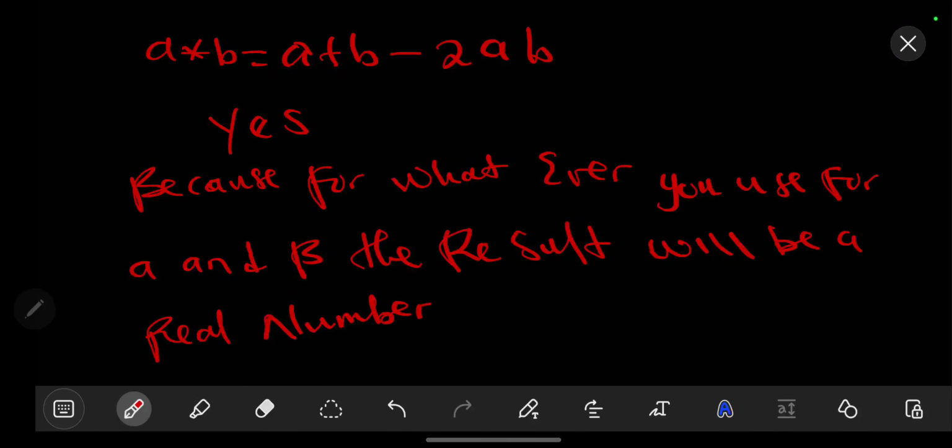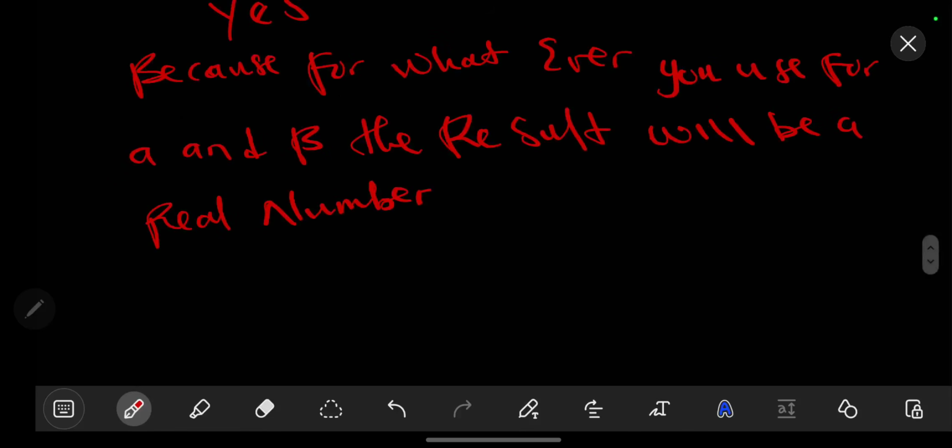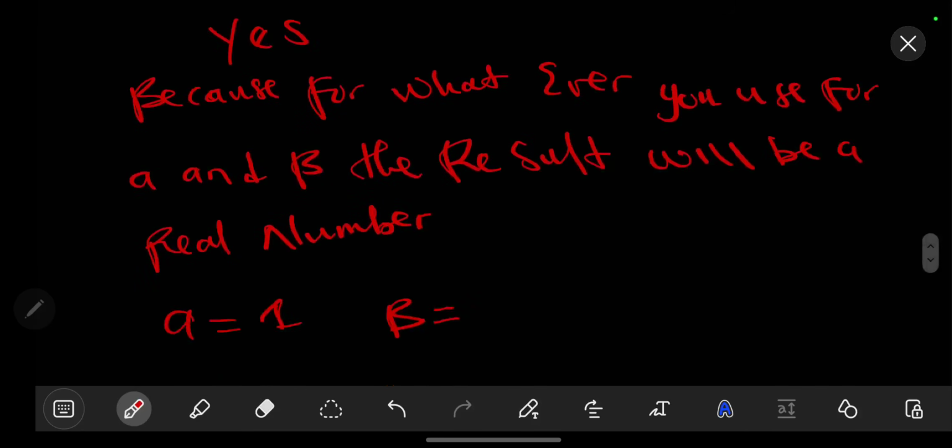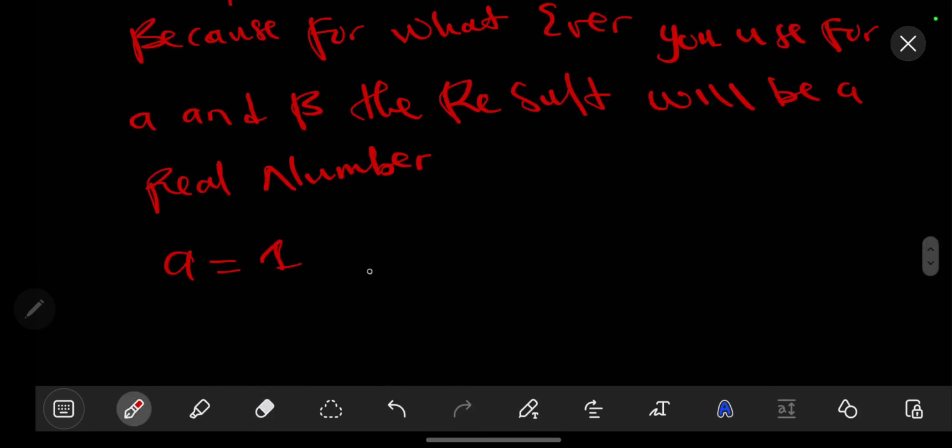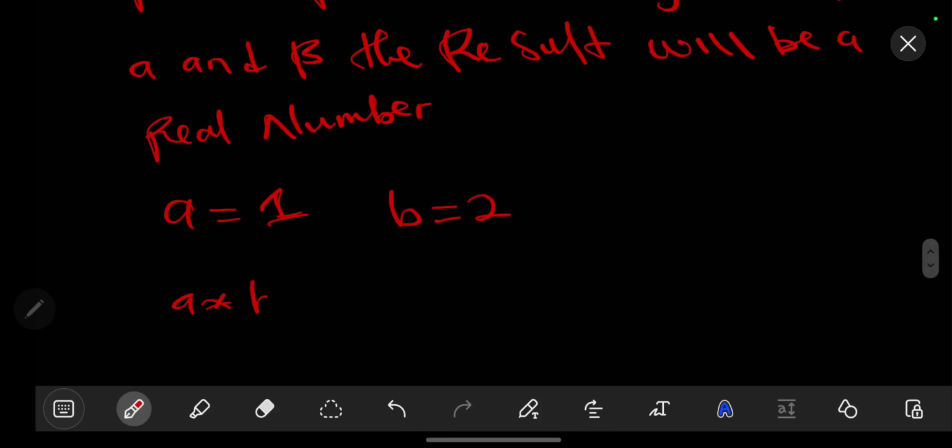Now, just as we have said, for whatever you use for a and b, the result will be a real number. So this is what I mean. Let's say my a is equal to 1 and my b is equal to 2. I know my a star b is equal to a plus b, then minus 2ab.